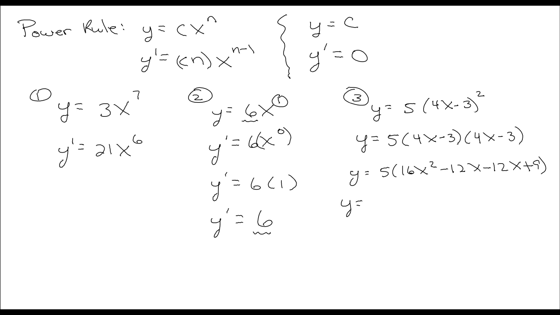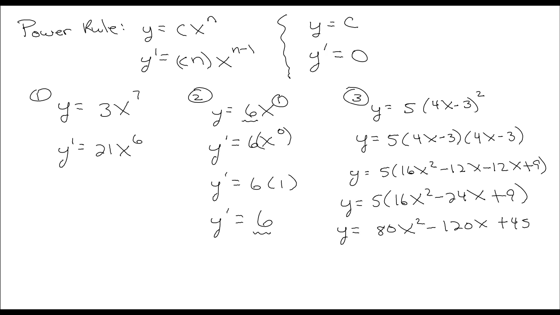Combining like terms, minus 24x for combining the terms, and then distribute the 5, so I'm going to get 80x squared minus 120x plus 45. So now I can go ahead and differentiate it term by term by term. I haven't done any calculus yet. That was just algebra so far.